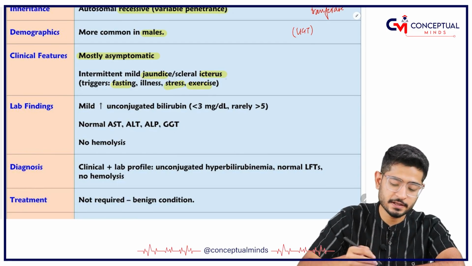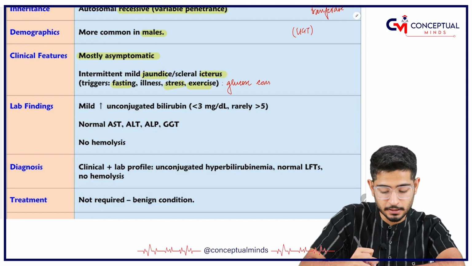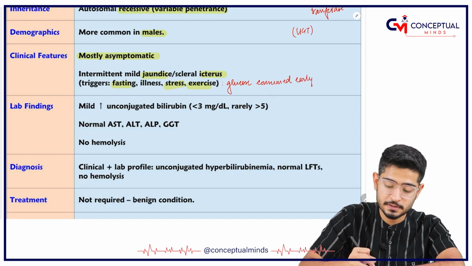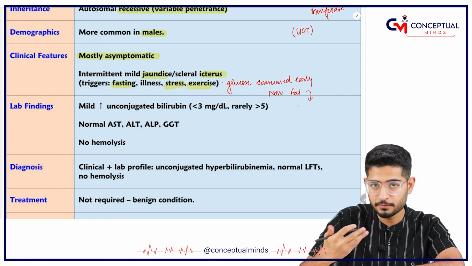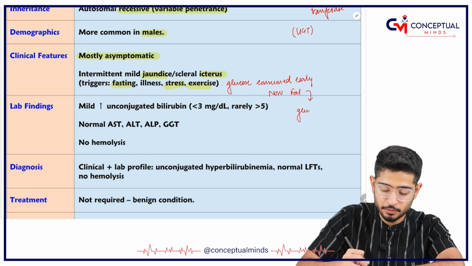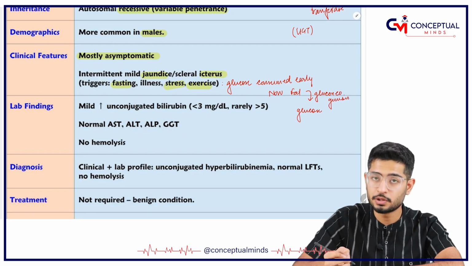Okay, in stress, exercise, fasting, what happens is that the glucose is going to get consumed very early. So now the fat is going to get broken down, and fat will be converted into glucose with the help of gluconeogenesis.